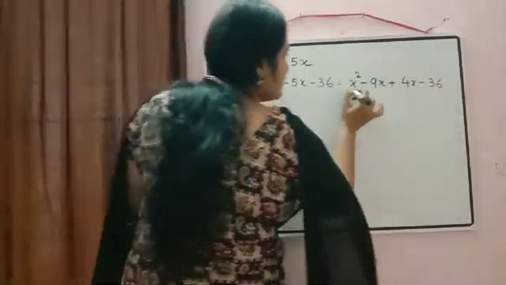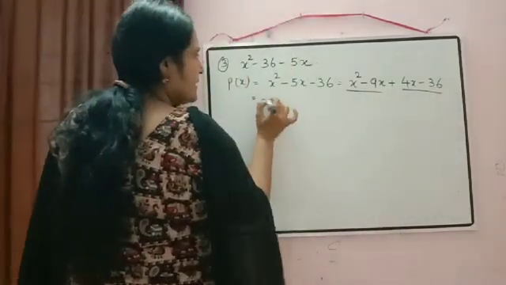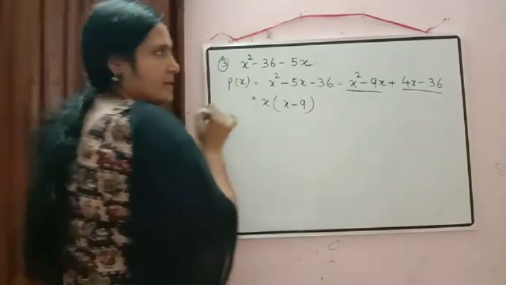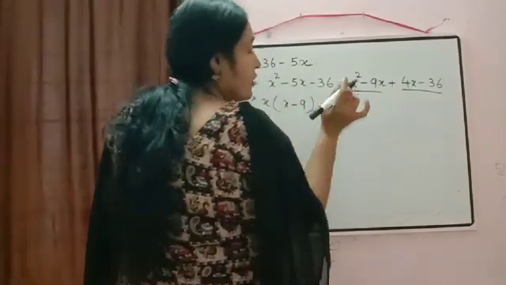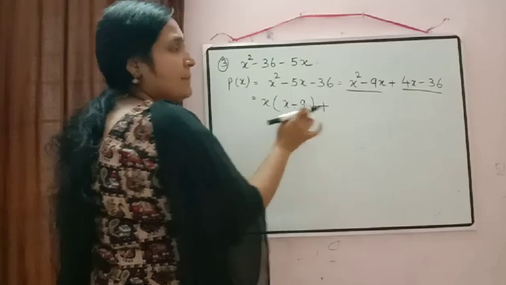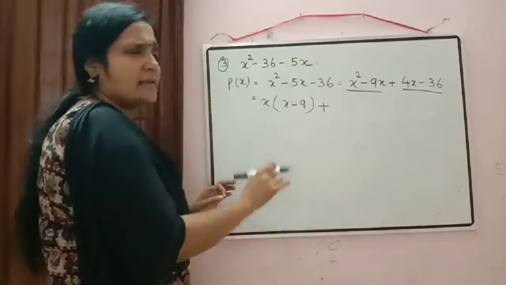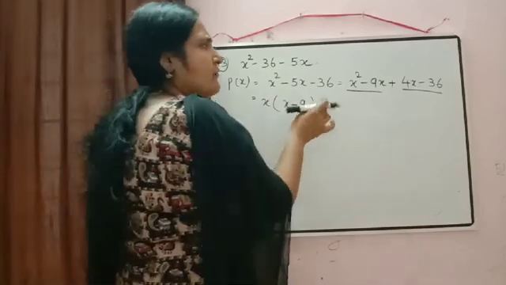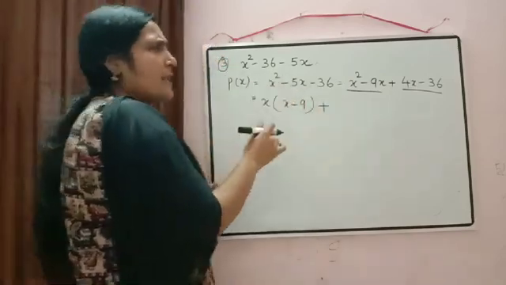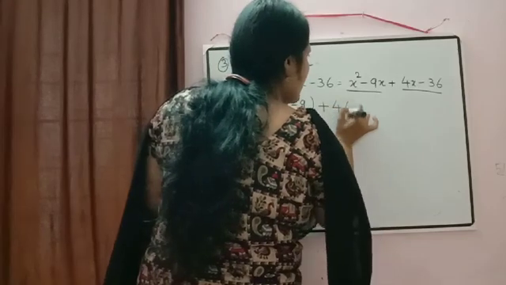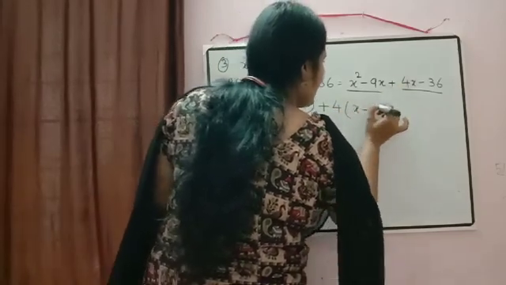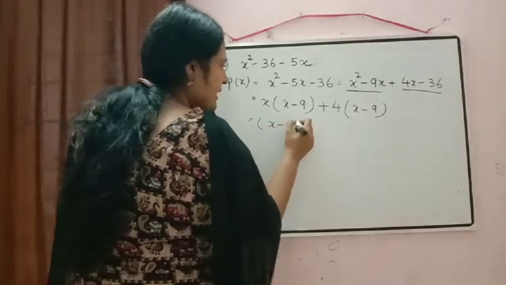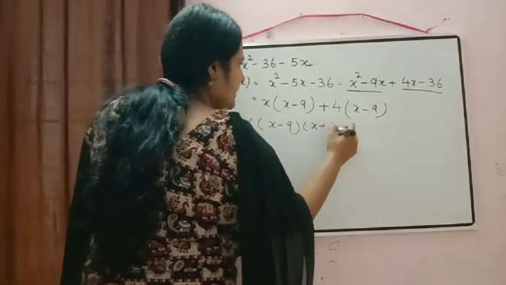Common factor in the first two terms, x. Take it outside. Inside the bracket what will remain? X minus 9 plus. Normally students are not writing the plus sign here. Plus you have to write. If you are taking a negative sign common, you are writing it. So in the same way, if you are taking a positive sign common, you should write it there. Plus 4. Inside the bracket what will remain there? X minus 9. So we are getting here x minus 9 into x plus 4.